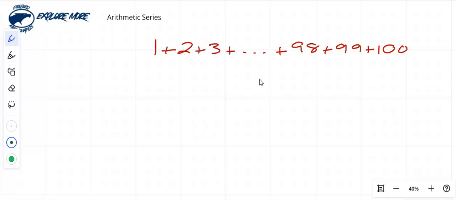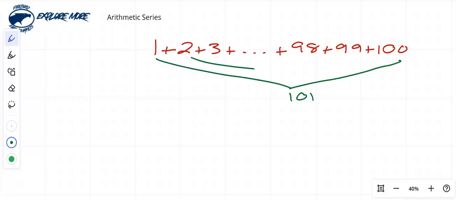If we want to find the sum of all the numbers from 1 to 100, what this mathematician did is he noticed a pattern. He said, well, if I add the first number and the last number together, that's equal to 101. If I add the second and the second to last number together, that equals 101. If I add the third and the third to last number together, that equals 101. And I could continue doing that until I got into the middle, until it was 50 plus 51, and that would be equal to 101.